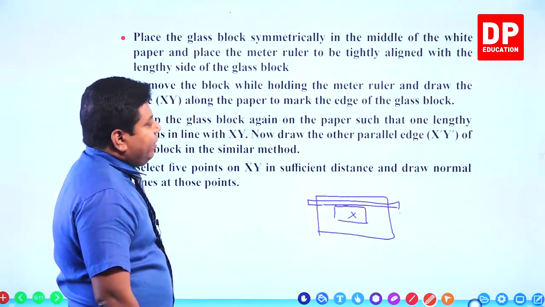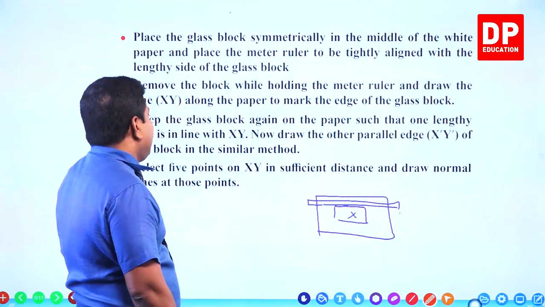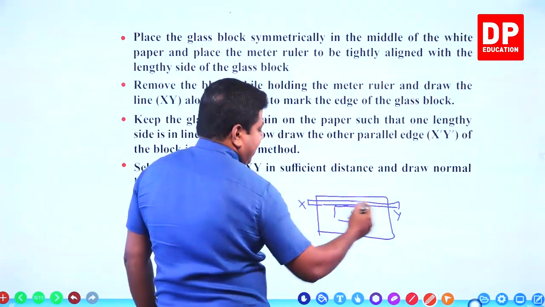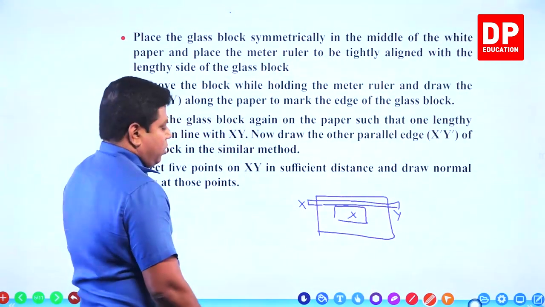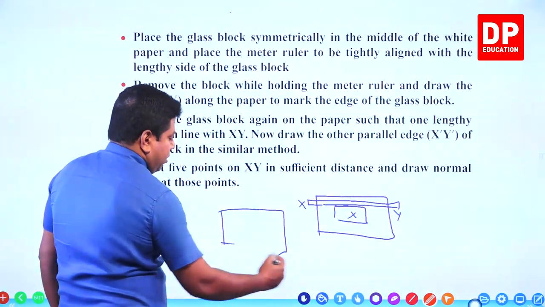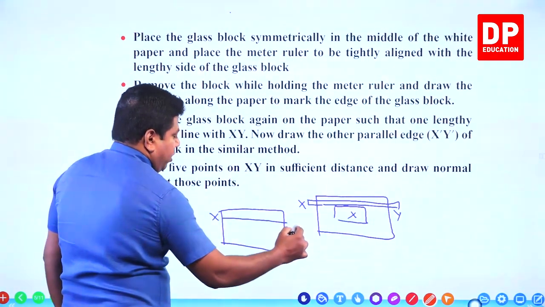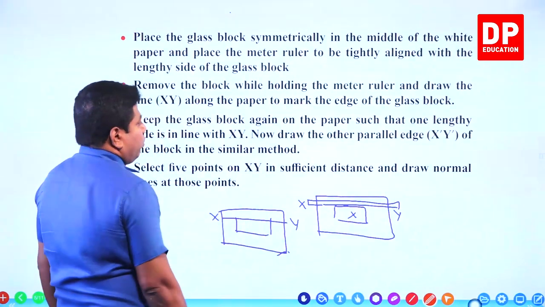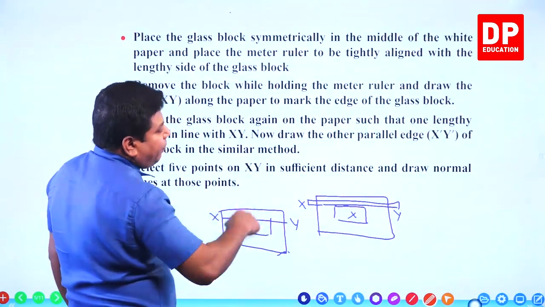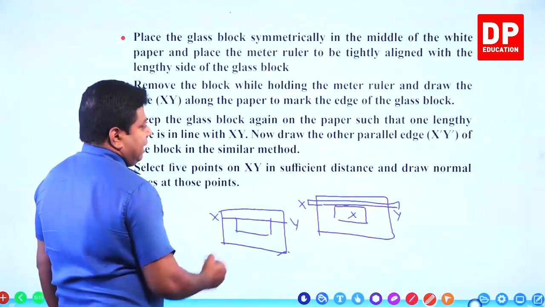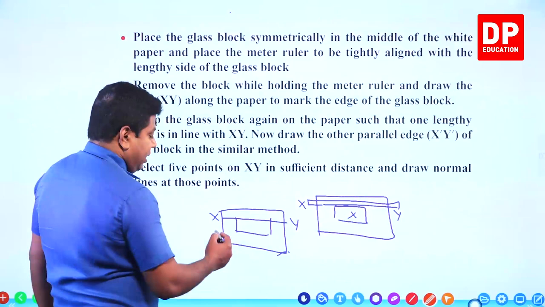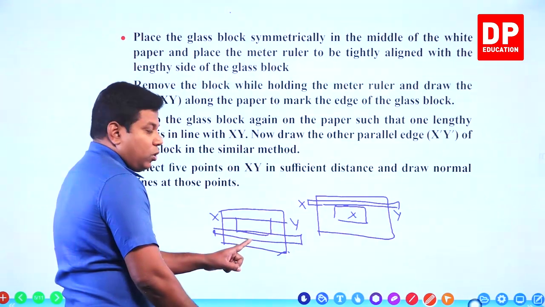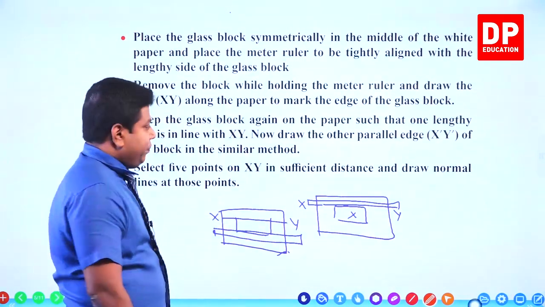Keep the glass block again on the paper such that one lengthy side is in line with XY. So you have already drawn the XY line here. Again, keep the glass block. Now what do you do this time? Now draw the other parallel edge. Other parallel edge means this side, in a similar method. What is the meaning of similar method? Keep the ruler, remove the glass block, hold the ruler and draw the line.